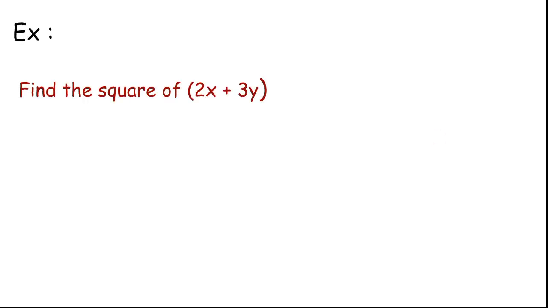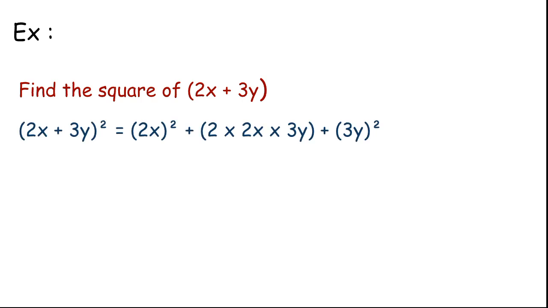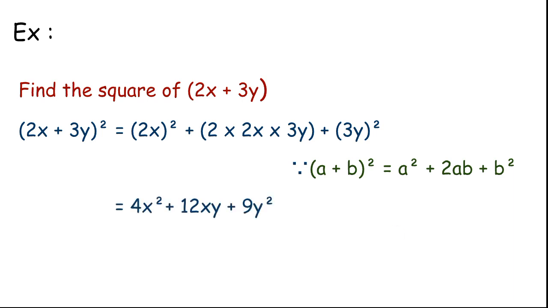Now let us see an example for that. Find the square of 2x plus 3y. 2x plus 3y is a binomial, so we are finding the square of a binomial. So (2x + 3y) whole square is equal to (2x) whole square plus 2 into 2x into 3y plus (3y) whole square, because it is in the form of (a + b) whole square is equal to a square plus 2ab plus b square. The value of a is 2x and the value of b is 3y. So (2x) whole square is 4x square, plus the middle term 2 into 2x into 3y is equal to 12xy, plus (3y) whole square is equal to 9y square. Therefore (2x + 3y) whole square is equal to 4x square plus 12xy plus 9y square.